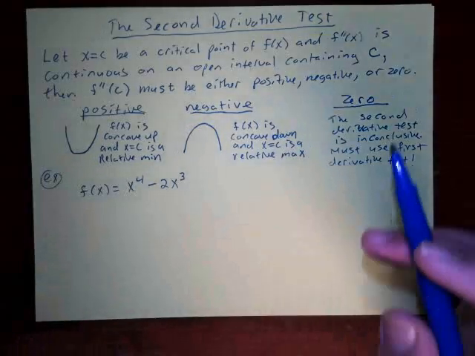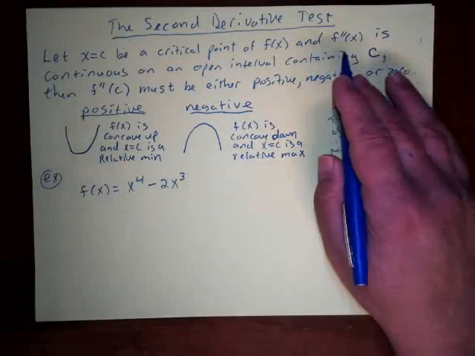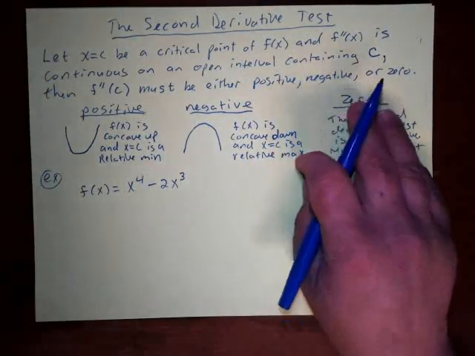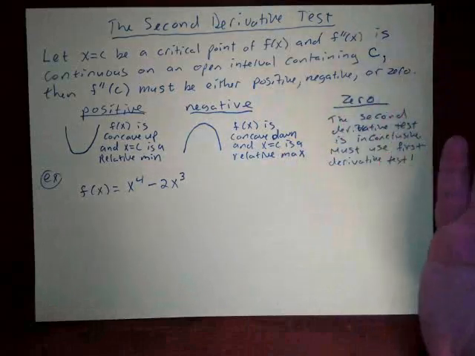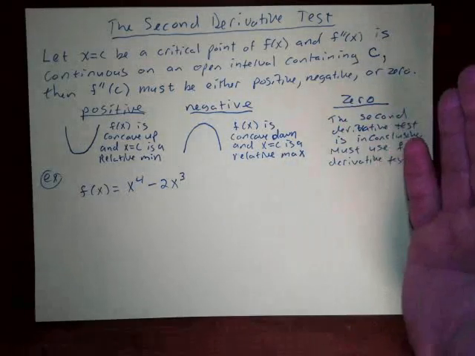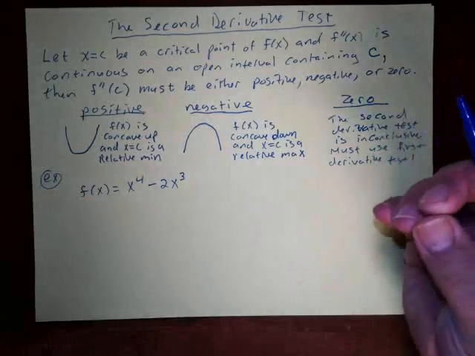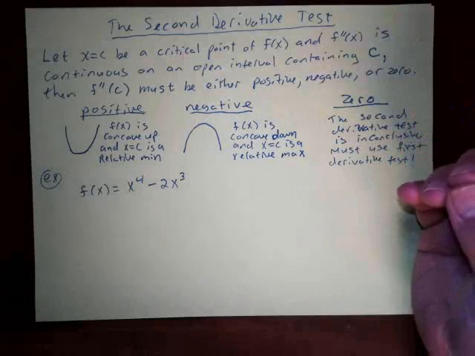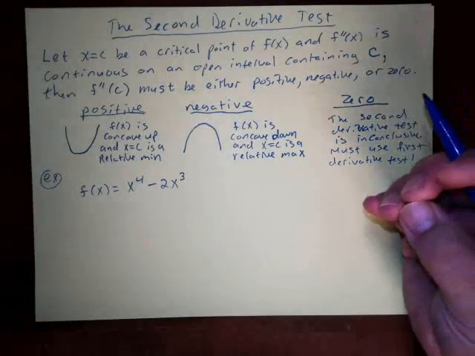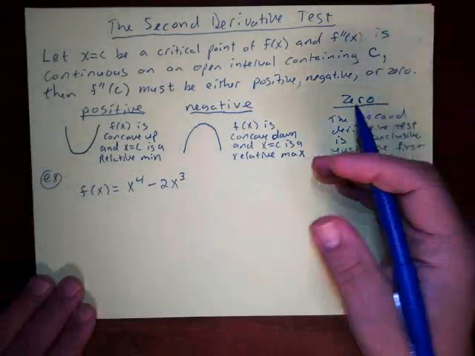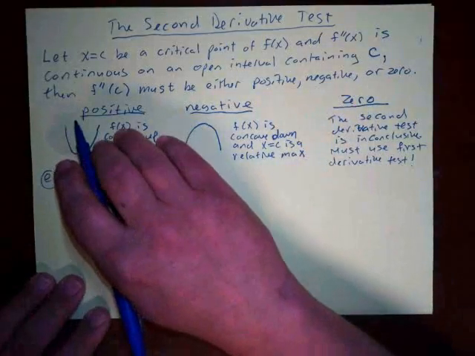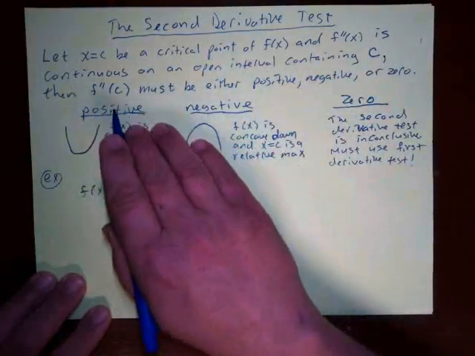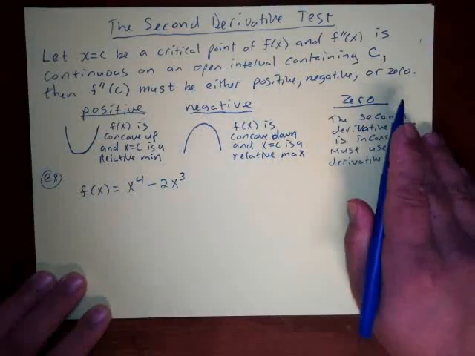do. Okay? So in order for it to work, the second derivative needs to be continuous on an open interval containing c. That would mean the second derivative would actually have to exist at c as well. So this has to be a critical point where the first derivative is equal to 0 and the second derivative exists. And so if the second derivative is continuous on an open interval, then it must be either positive, negative, or 0.